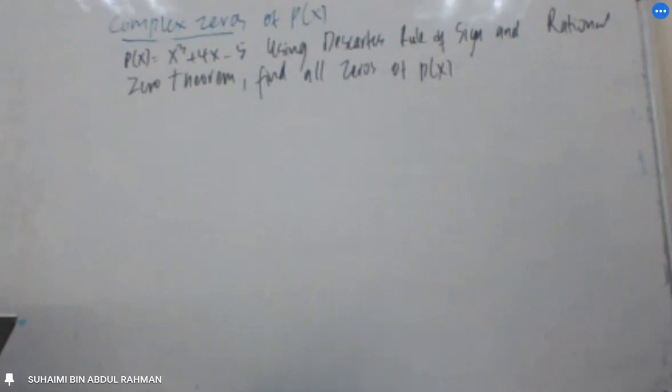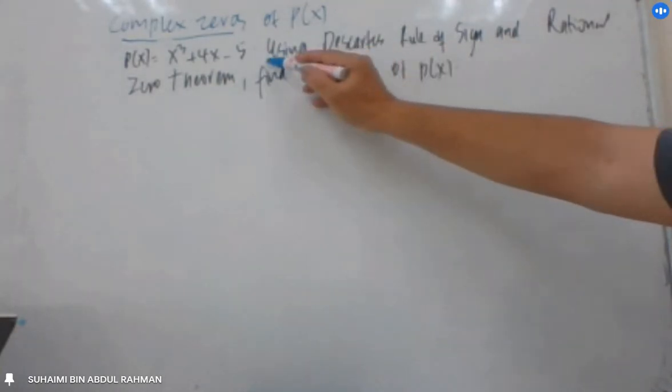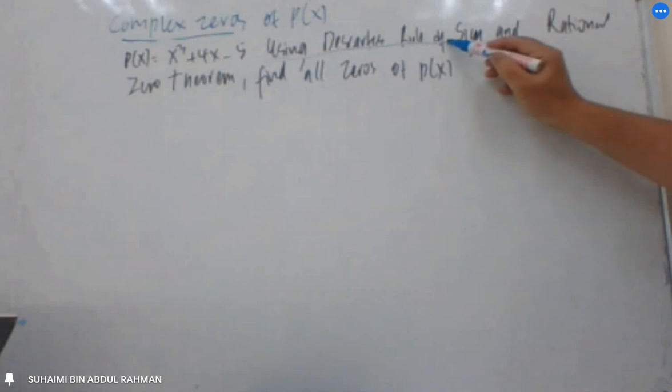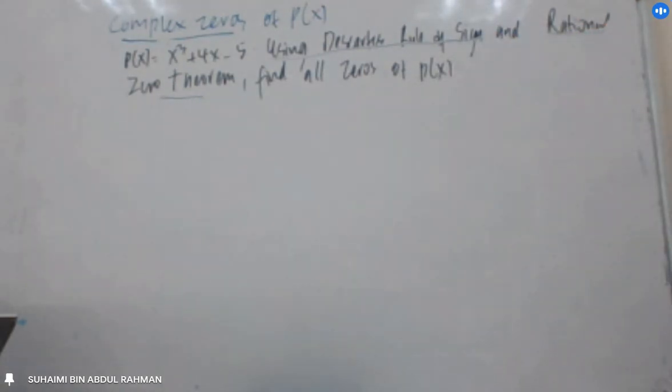3 zeros. So Descartes' rules of sign is just to find how many positive and how many negative. Rational zeros theorem is only to find the possible zeros. Remember that Descartes' rules of sign and rational zeros theorem only apply for the real zeros. This polynomial might contain complex zeros.